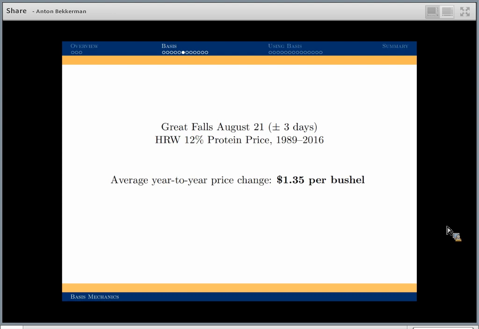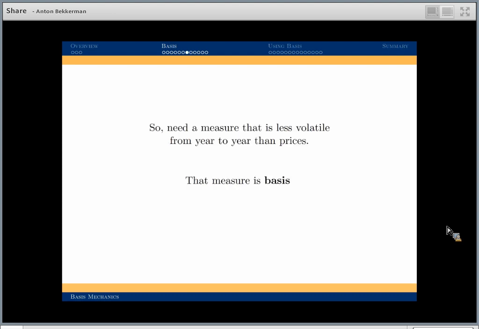Okay, so what we need to do is figure out whether there's a better measure that's less volatile, right? We don't want that $1.35 difference from one year to the next that we could be wrong on. What we want is something that's a much smaller change from year to year, so that even if we make a mistake, that mistake costs us much less than $1.35 per bushel. Okay, and that measure, that's basis. That's what we're going to be relying on. That's going to be our main instrument of interest.